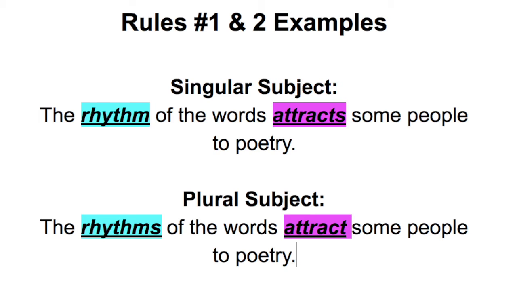All right, let's look at your example to go along with these two rules on your activity page 46. The rhythm of the words attracts some people to poetry. Remember, when we're looking for the subject, we're looking for the simple subject. The rhythm of the words is the complete subject. But what's the simple subject? What attracts some people to poetry? It would be the rhythm. Rhythm is singular. So look at the verb attracts. What do you see at the end of it? An S. The rhythm attracts.